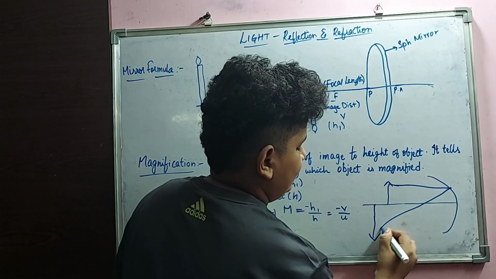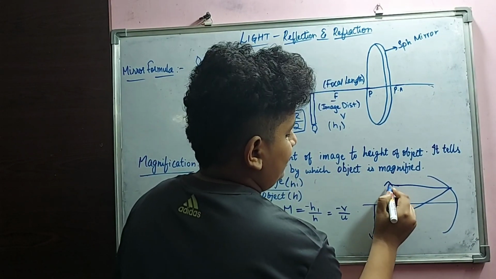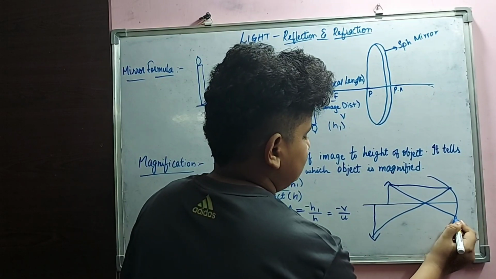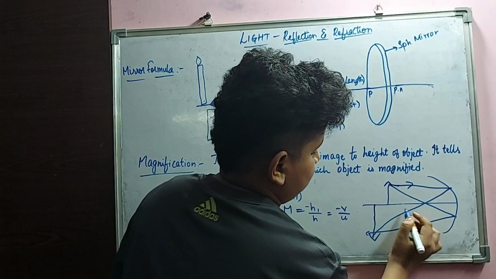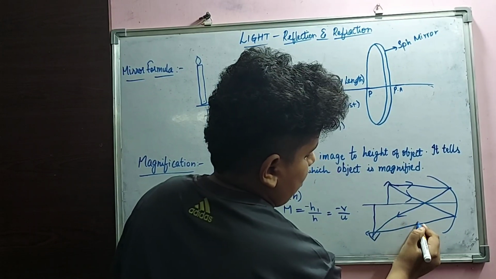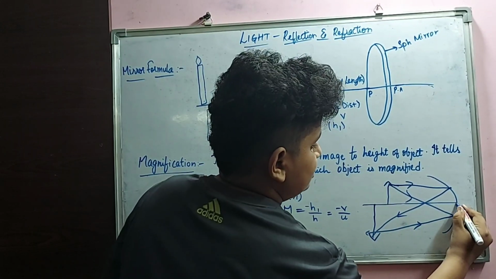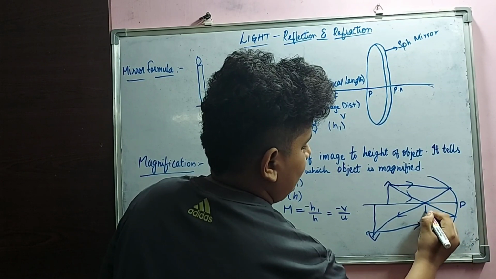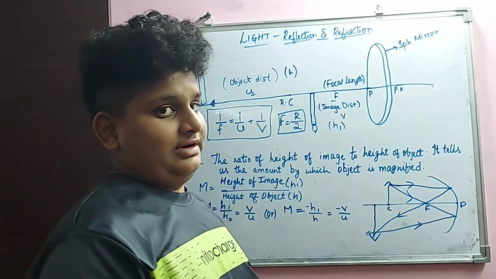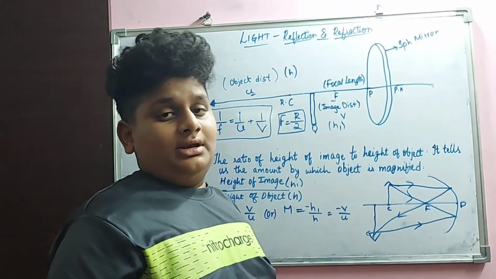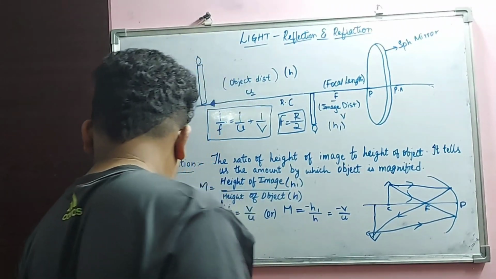The ray goes like this and comes here. From here it goes like this and comes again to it. Here is how it flows. Here, this is the pole, this is the focal length, and this is the curvature. This is the first one. Let us see how it is when the image is diminished.